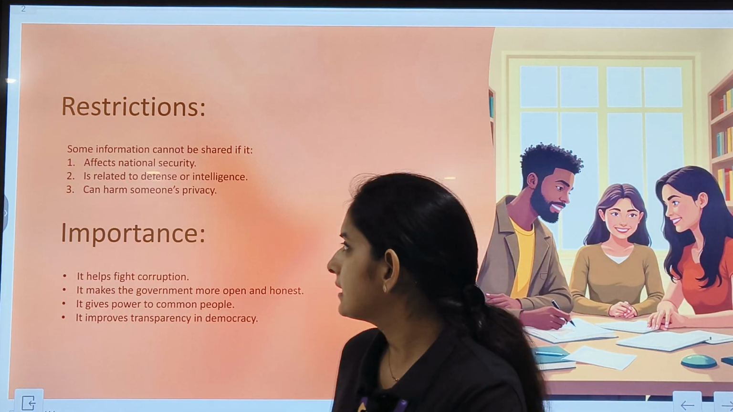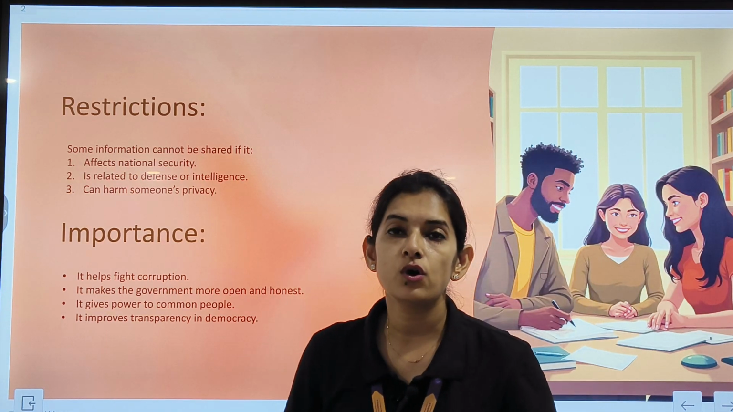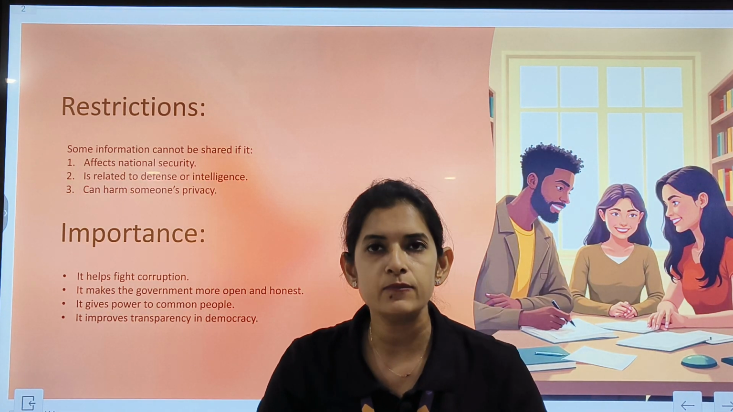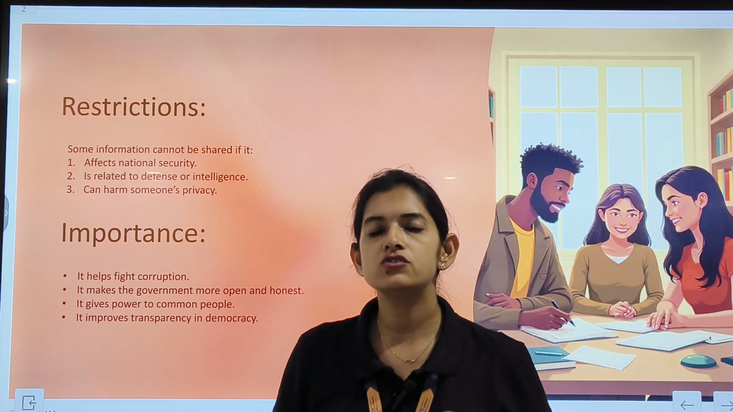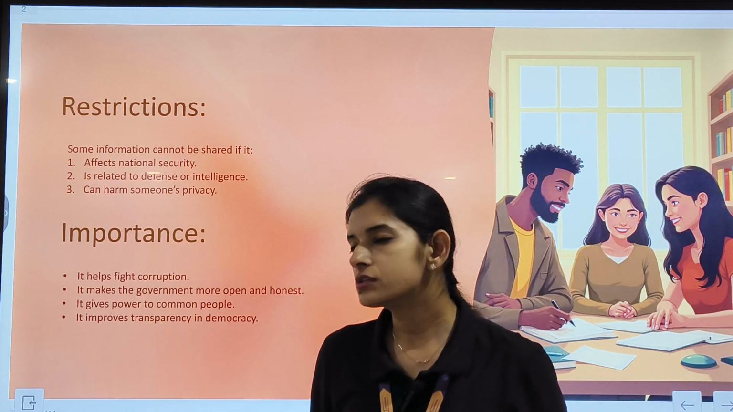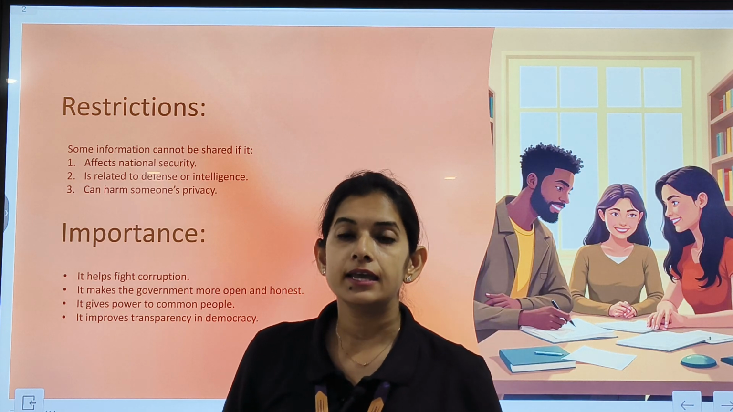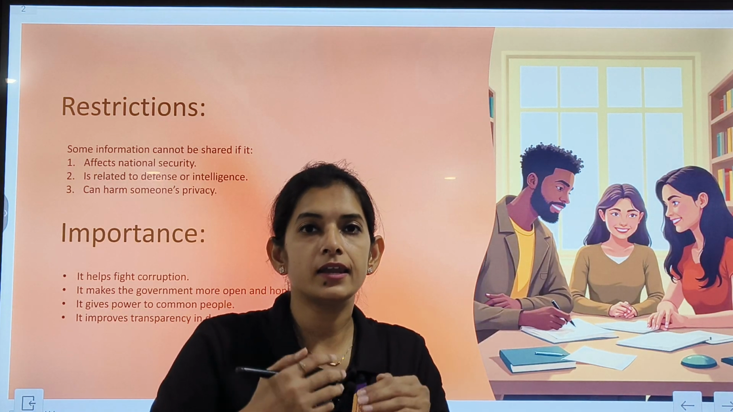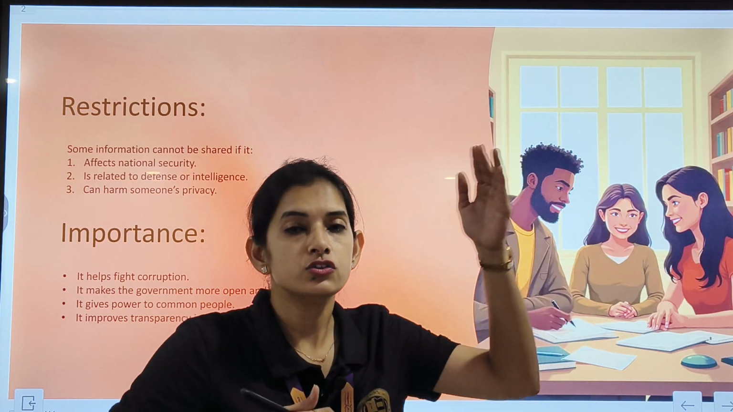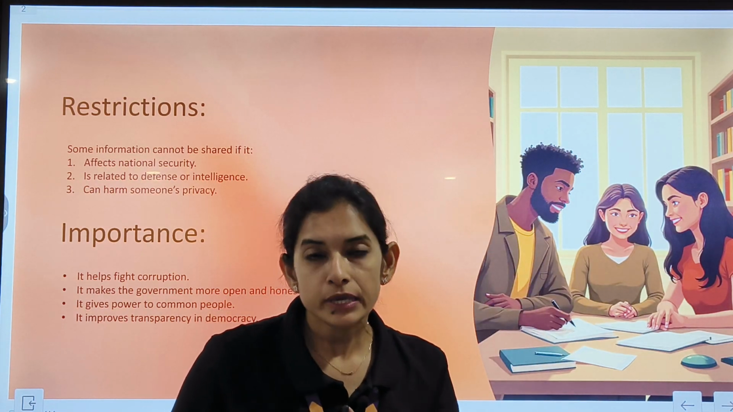Clear? Secondly, if matters are related to defense or intelligence, in the same way, if the matters are related to our national security, those things, that information won't be disclosed. Also, if the information can harm someone's privacy, like if getting information regarding something can harm some other person, in that case also RTI is not applicable. That won't be followed.